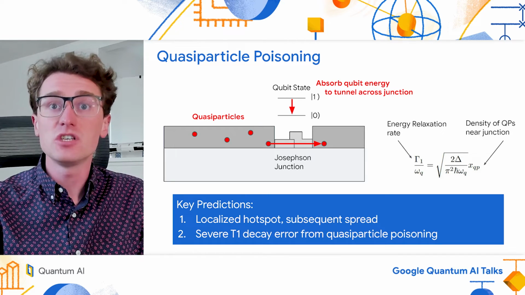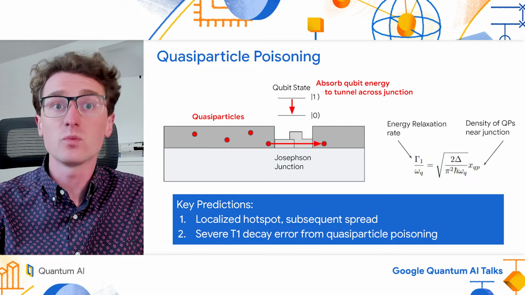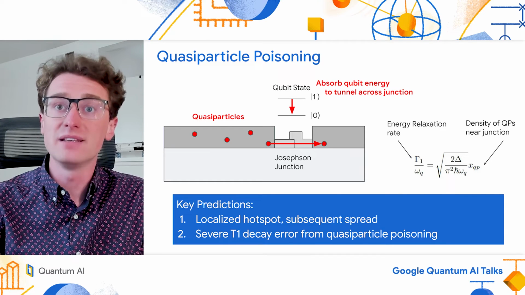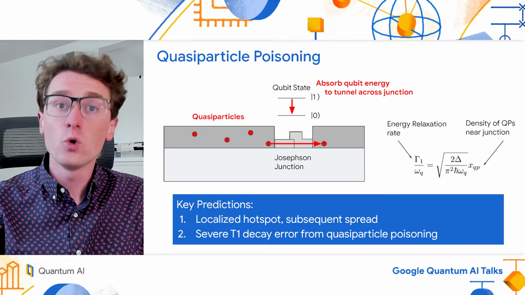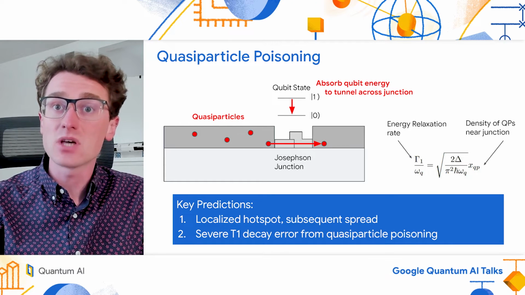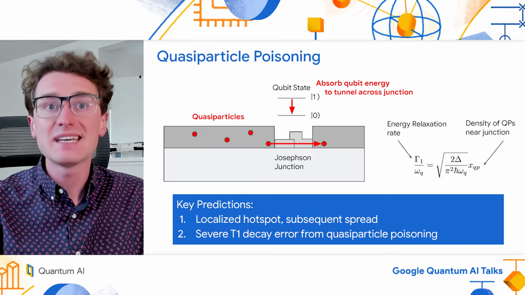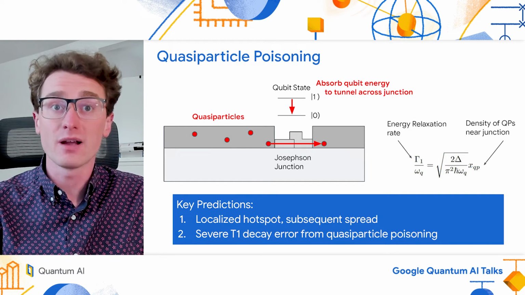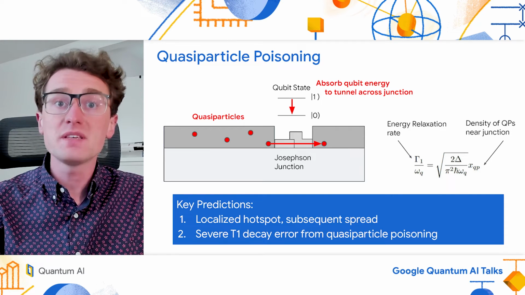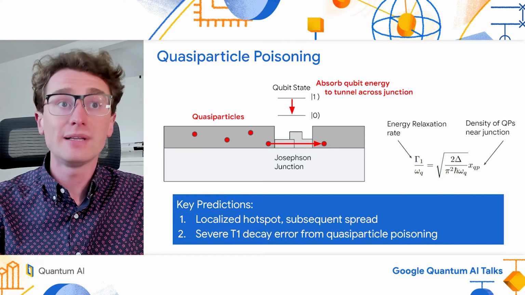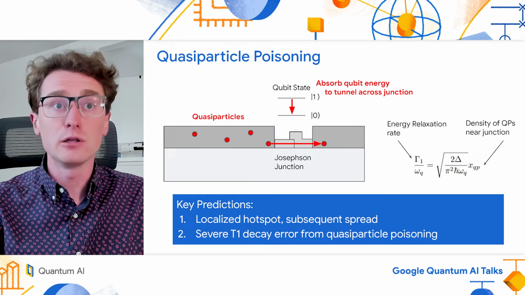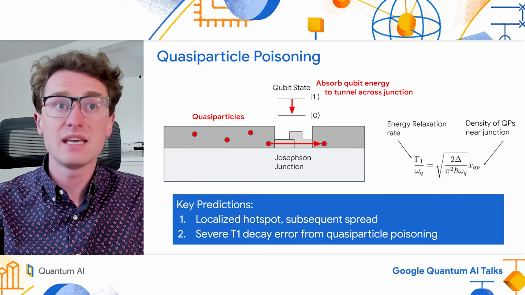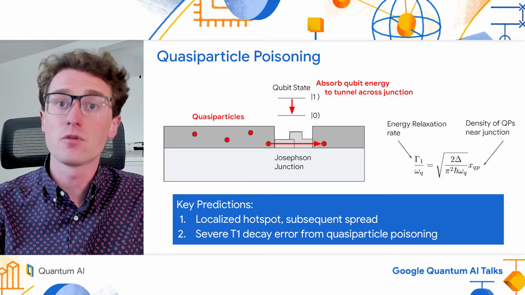However, given the amount of energy deposited on the device during the impact event, we should expect to see much higher quasiparticle densities, and so greatly elevated levels of decay error. Now, if all the qubits are producing decay errors at the same time due to one of these events, we're going to see exactly the kind of high-density error burst that would be problematic for quantum error correction. So, from this impact chain, we should expect 2 clear signatures. First is a localized hotspot, which subsequently spreads out, and the second is the qubit seeing a severe T1 decay error from quasiparticle poisoning.